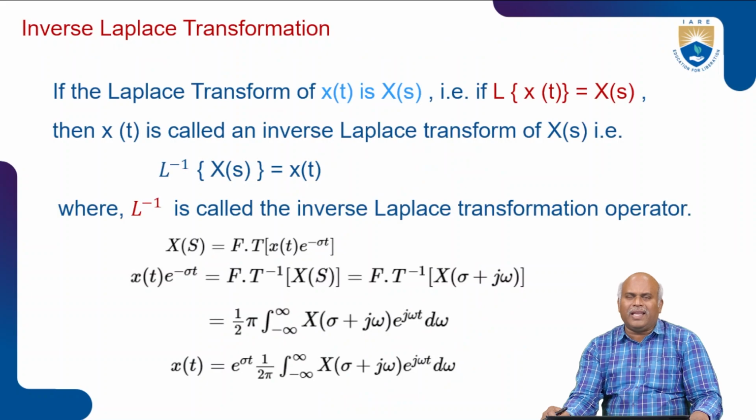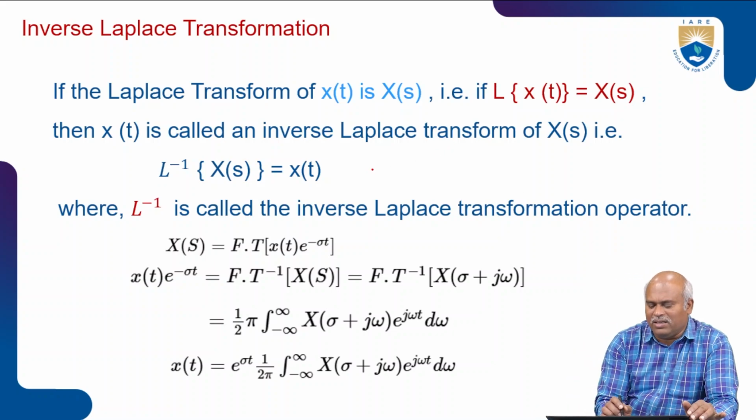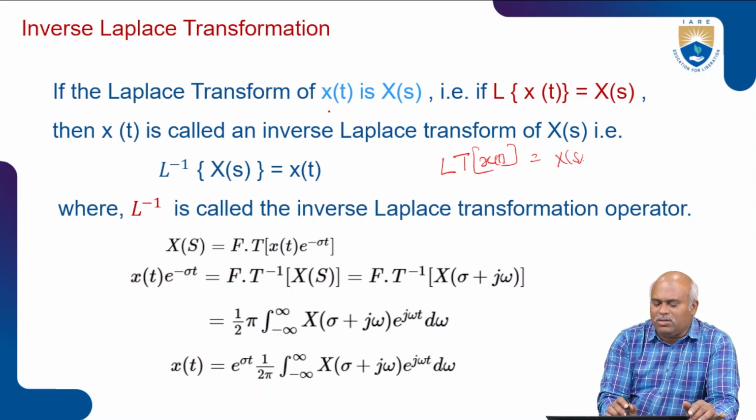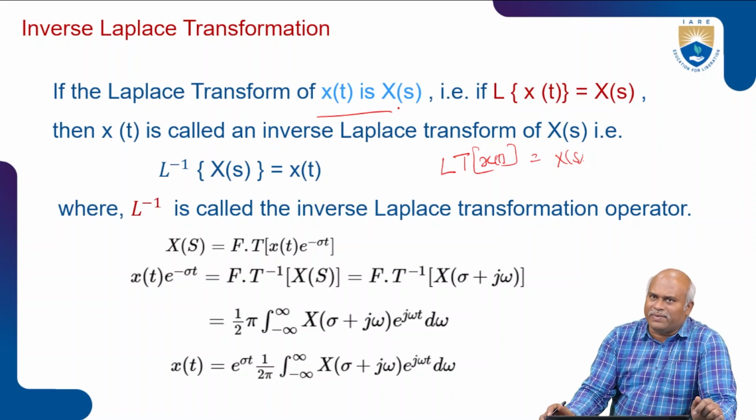Next, we go for the inverse Laplace transform. If the Laplace transform of x(t) is X(s), I will write here: the Laplace transform of x(t) is equal to X(s). So if we take the Laplace transform of x(t), we get X(s).